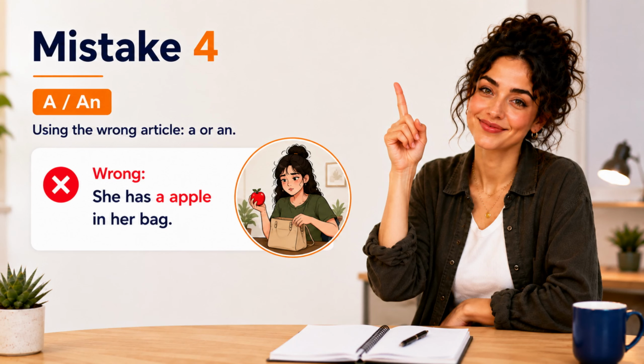Mistake number 4. A or an. Look at this sentence. She has an apple in her bag. This sentence is wrong. The problem is a apple. The word apple starts with a vowel sound. Before vowel sounds, we usually use an. So we do not say, a apple. We say, an apple.